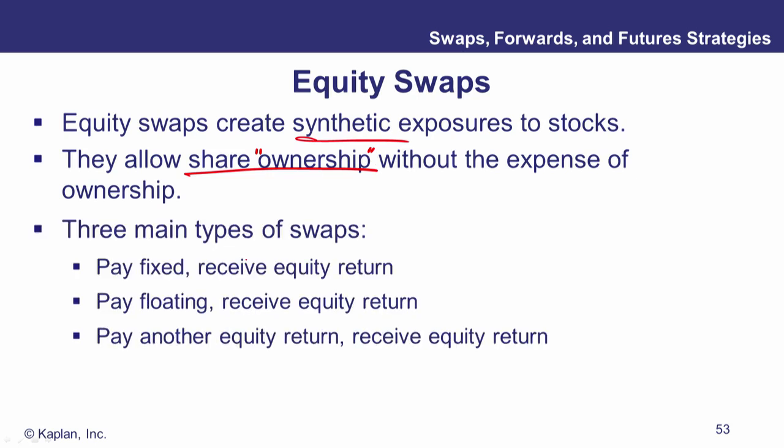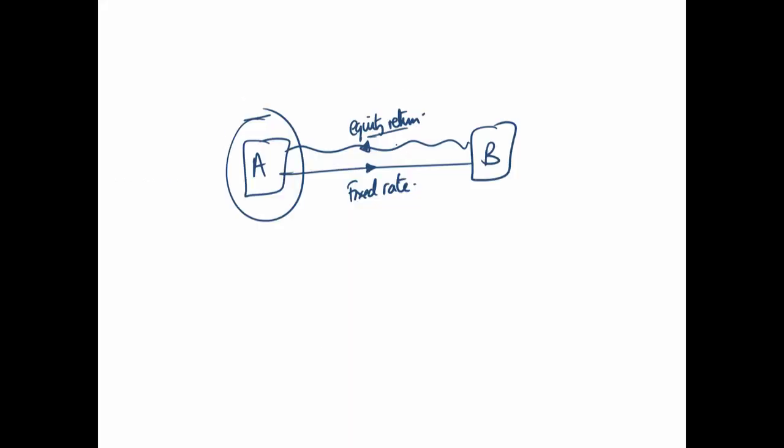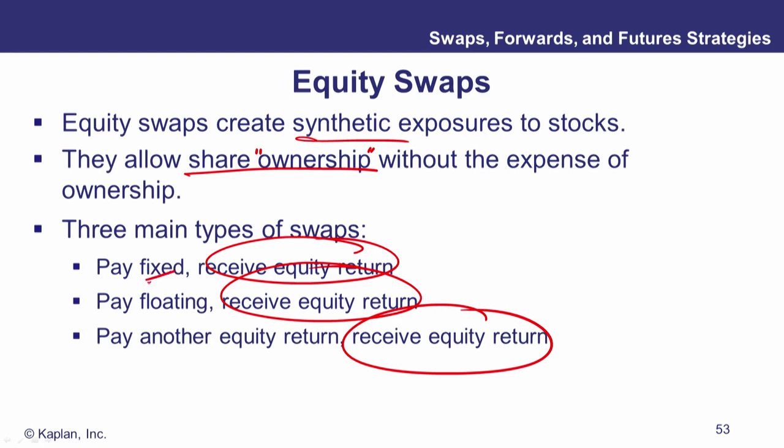You'll notice they've all got a receive equity leg, which is what makes them equity swaps. But party A, in return for receiving that equity leg, could pay a fixed rate, like 2% every period, or a floating rate, like LIBOR plus a margin, or they could even pay another equity return. So maybe I pay over the FTSE 100 and I receive back the S&P 500, something like that.